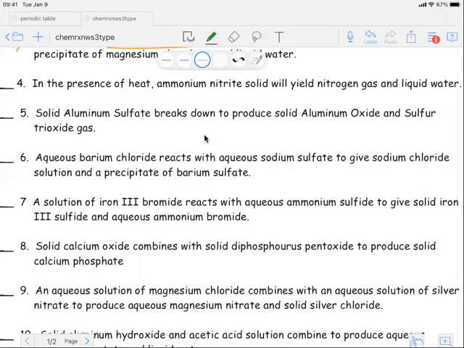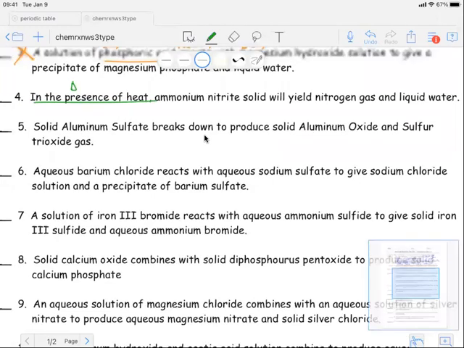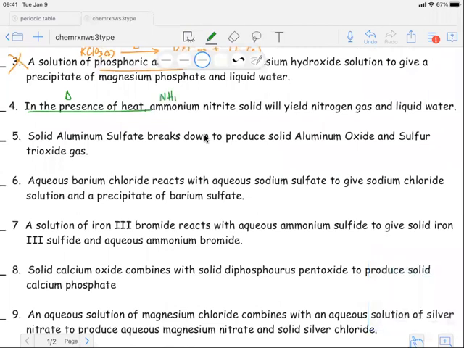All right, in the presence of heat, ammonium nitrite solid will yield nitrogen gas and liquid water. So again, in the presence of heat, that's going to mean the triangle, which is called delta. So we've got ammonium nitrite. Ammonium is NH4 plus, sorry, nitrite, I misread that. Nitrite is NO2 minus. They're each 1 plus and 1 minus, so it already balances. So I can just write it straight out.